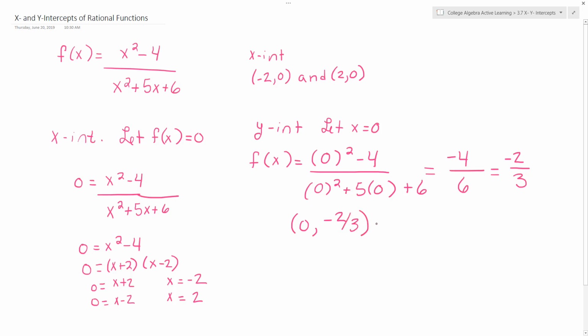Again, just remember, at the end of the day, if you want an x-intercept, you need to set your function equal to 0, which is the same as setting the numerator equal to 0 and solving for x. And for a y-intercept, wherever there's an x, replace it with 0 and solve for your point.